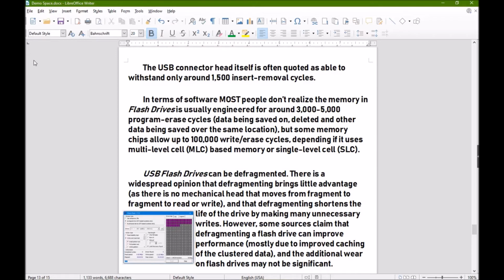USB flash drives can be defragmented. There is a widespread opinion that defragmenting brings little advantage, as there is no mechanical head that moves from fragment to fragment to read or write, as with a standard hard drive, and that defragmenting shortens the life of the drive by making many unnecessary writes. However, some sources claim that defragmenting a flash drive can improve performance, mostly due to improved caching of clustered data, and the additional wear on flash drives may not be significant.